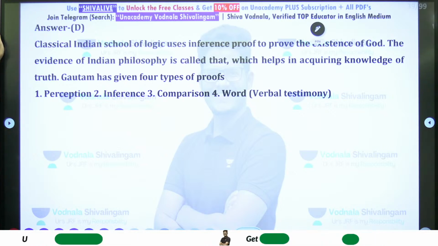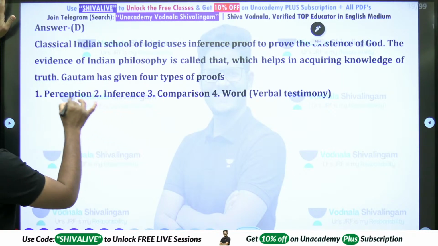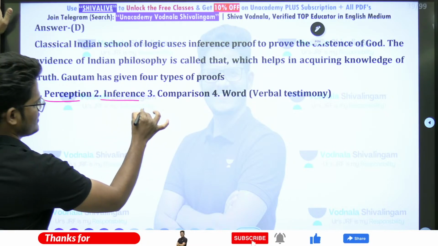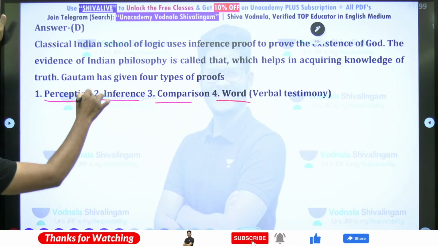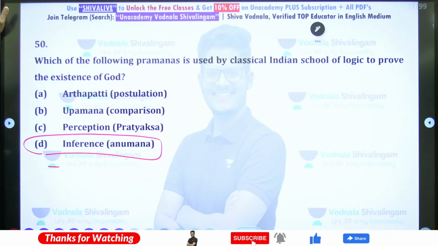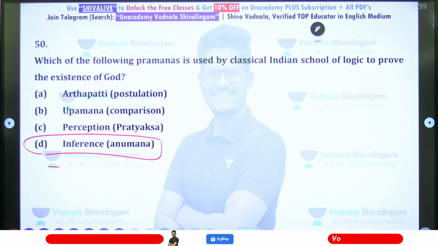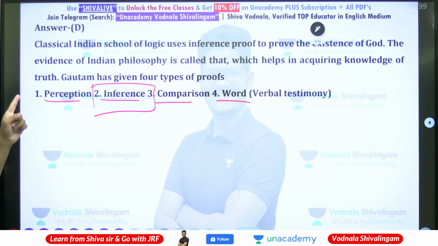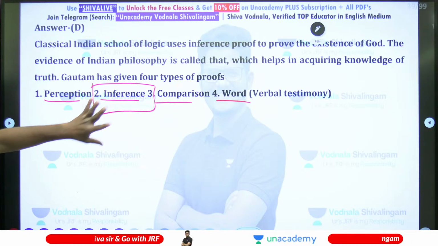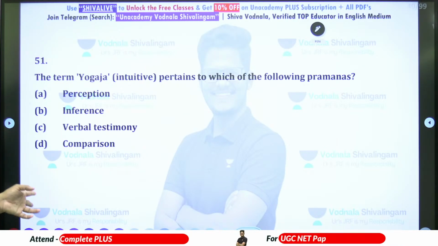The evidence is called that which helps in acquiring the knowledge of the truth. So Gautama has given 4 types of proofs, that is perception, inference, comparison and verbal testimony. In that, inference is the main one, which is used for proving the existence of God. Even the other options are available, comparison and perception are also available, but out of that, inference is covering both of the cases, which is universal truth.